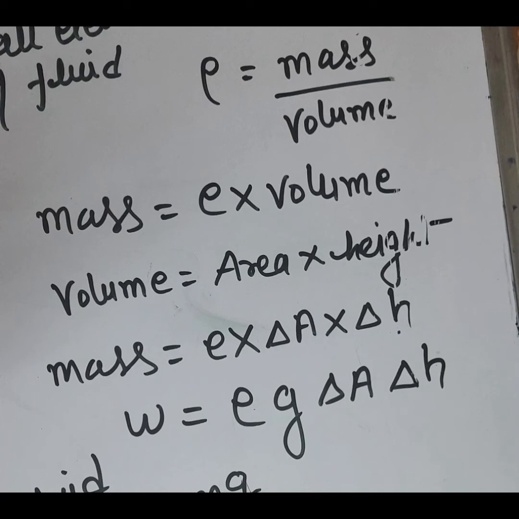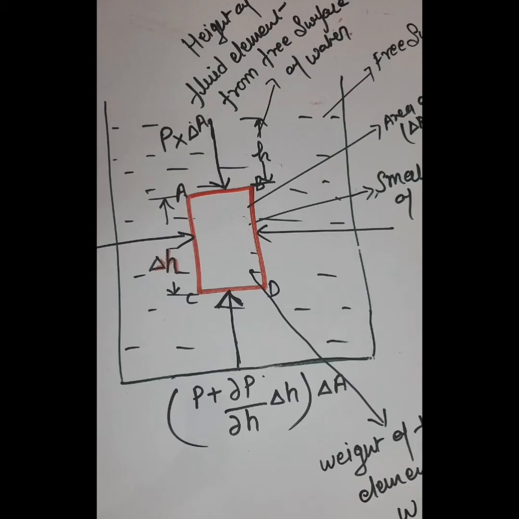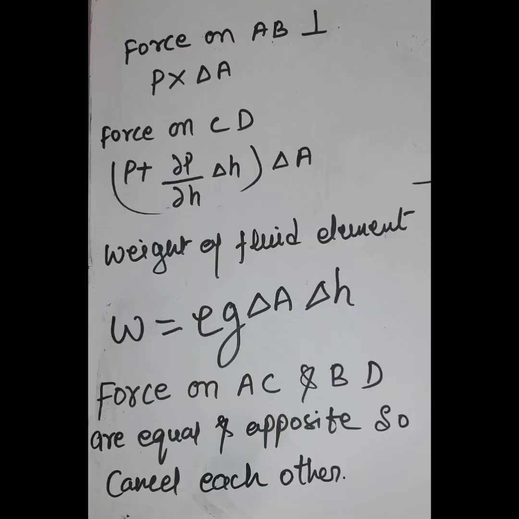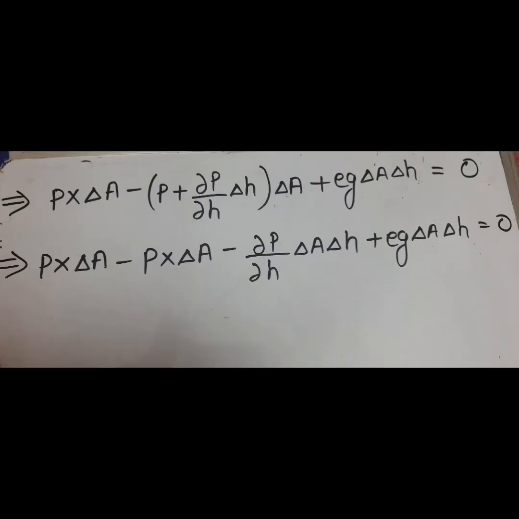Now on the sides AC, BC and AD, the pressure forces on these surfaces are equal and opposite, so they cancel each other. For equilibrium of the fluid, we resolve all the forces acting on this fluid element. The force acting on face AB is P into del A. The second force acting on CD is in the opposite direction, so we take a minus sign: P plus the change in pressure with respect to change in distance H, into del H, in bracket, into del A, plus again the weight of the fluid acting in the downward direction.